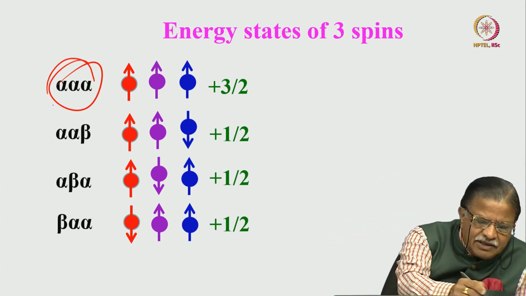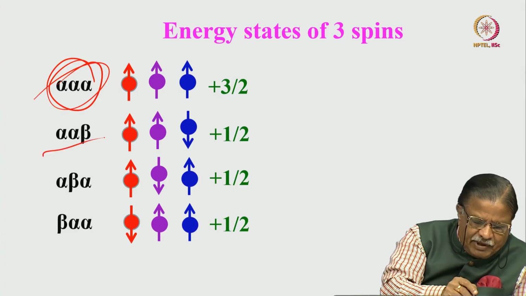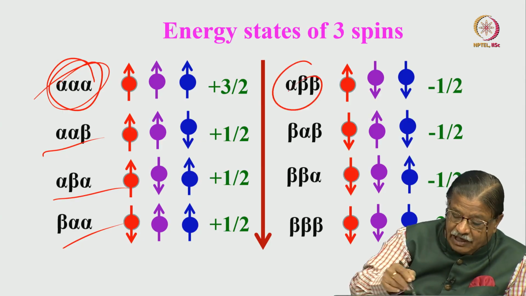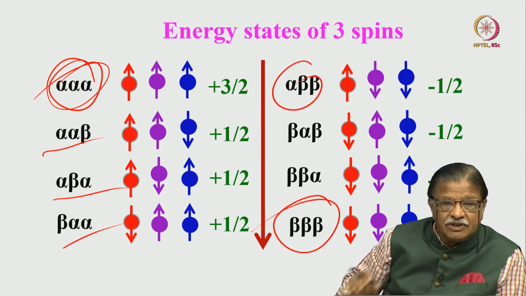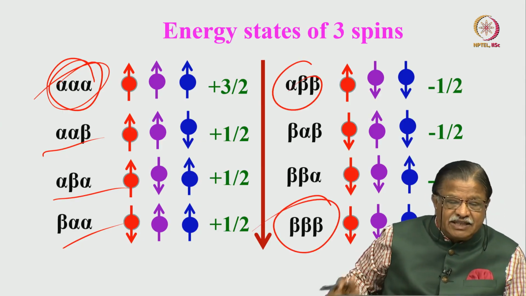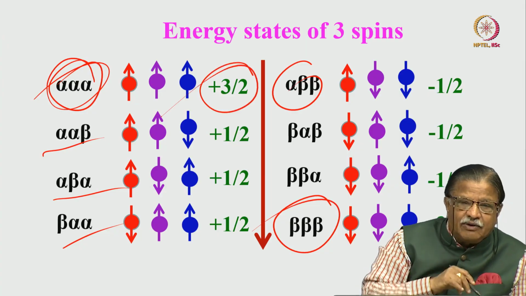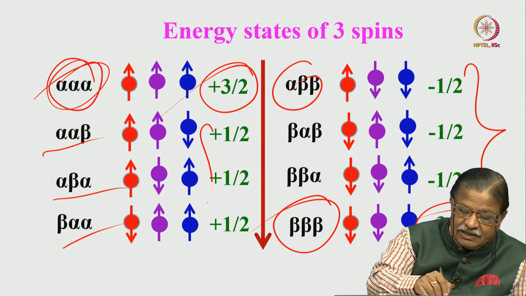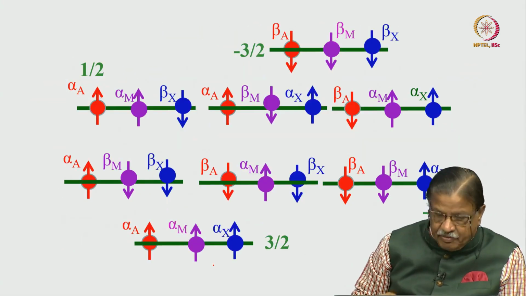What are the combinations? Alpha alpha alpha, 2 alpha 1 beta, like this, and in the other example we can see 2 beta 1 alpha and finally beta beta beta. So, these are the possible 8 energy states, and this total magnetic quantum number is 3/2, this is minus 3/2, these are all minus half and these are all plus half. So, these are the possible energy states.